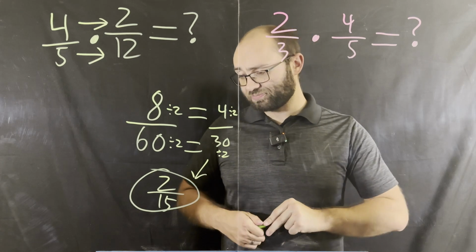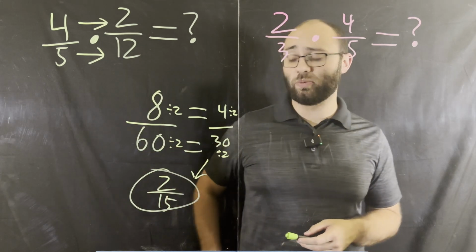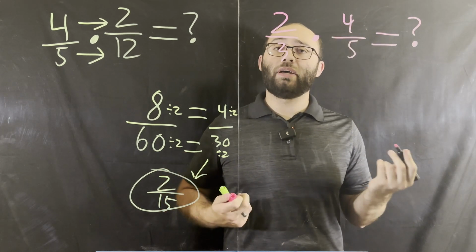So, now that we have this one out of the way, let's do a second one. We got time. So once again, we're going to multiply straight across.